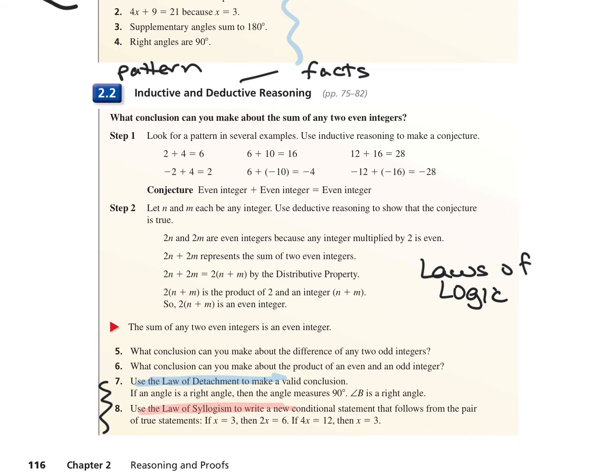Now in this section, you were also asked to write conjectures and counterexamples. I'm not going to give you questions where you have to find a counterexample or write a conjecture. But know the laws of logic and know about inductive and deductive reasoning and how to apply them. Pretty good on 1 and 2. All right, now section 3.